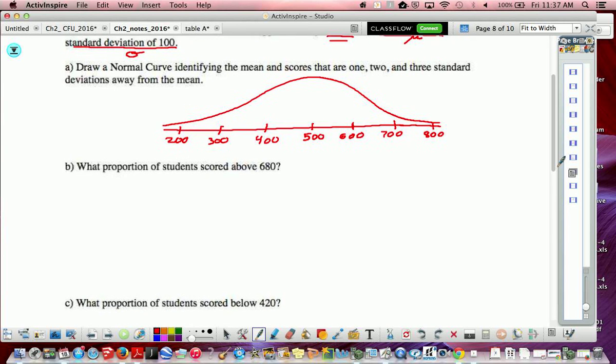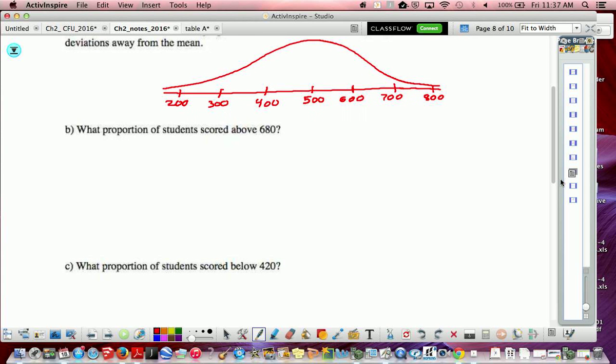Alright, so then for part B, this is where I'll start doing the 4 steps. It says, what proportion of students scored above 680? So, in the state step, I'm going to define my variable. I always like to say what x is. So I'm going to say let x equal a student's score on the SAT.